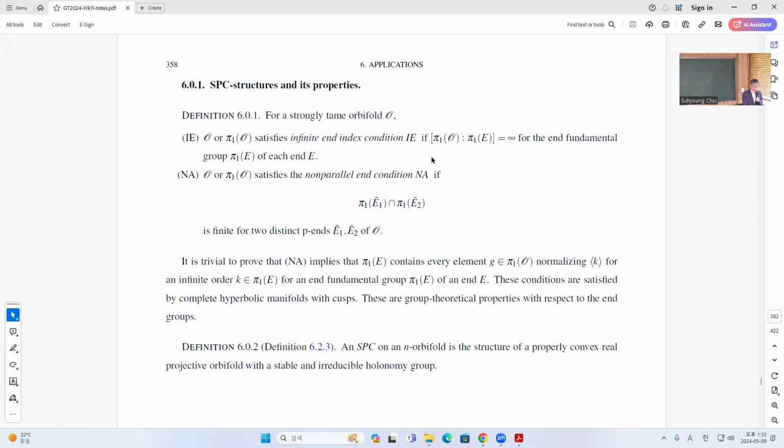So we have this infinite index condition I, if the fundamental group has infinite index. And then the non-pair condition NA: the intersection of any distinct fundamental groups of the ends only intersects in a finite set. So that's related to having, in the three manifold case, no essential annuli, these kinds of things.